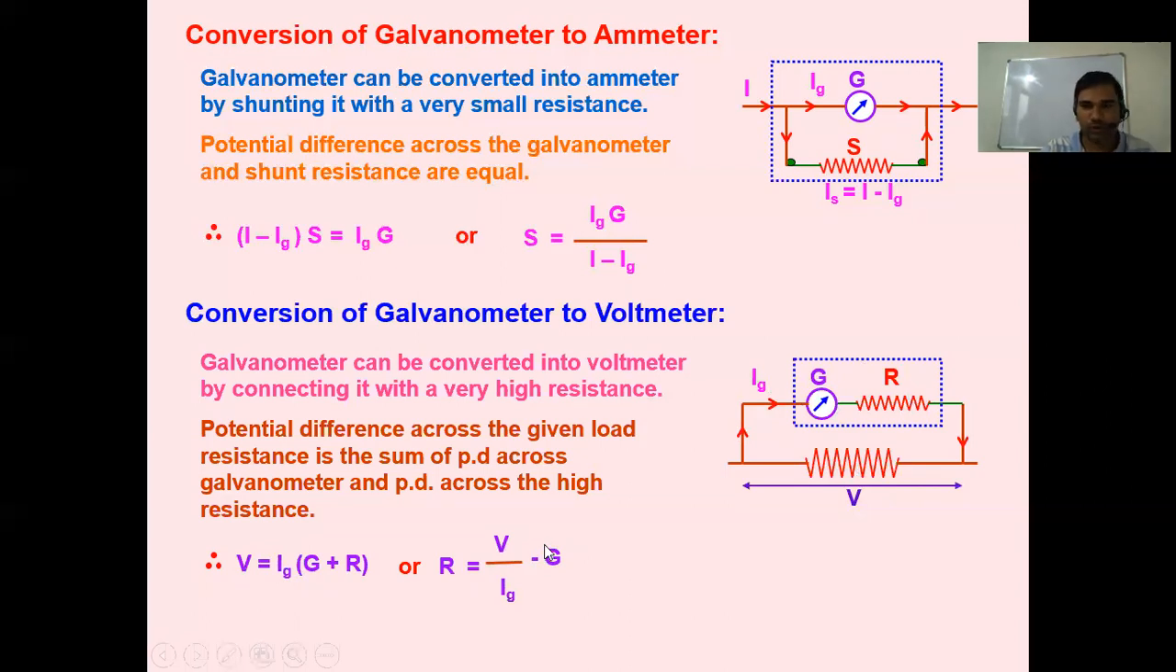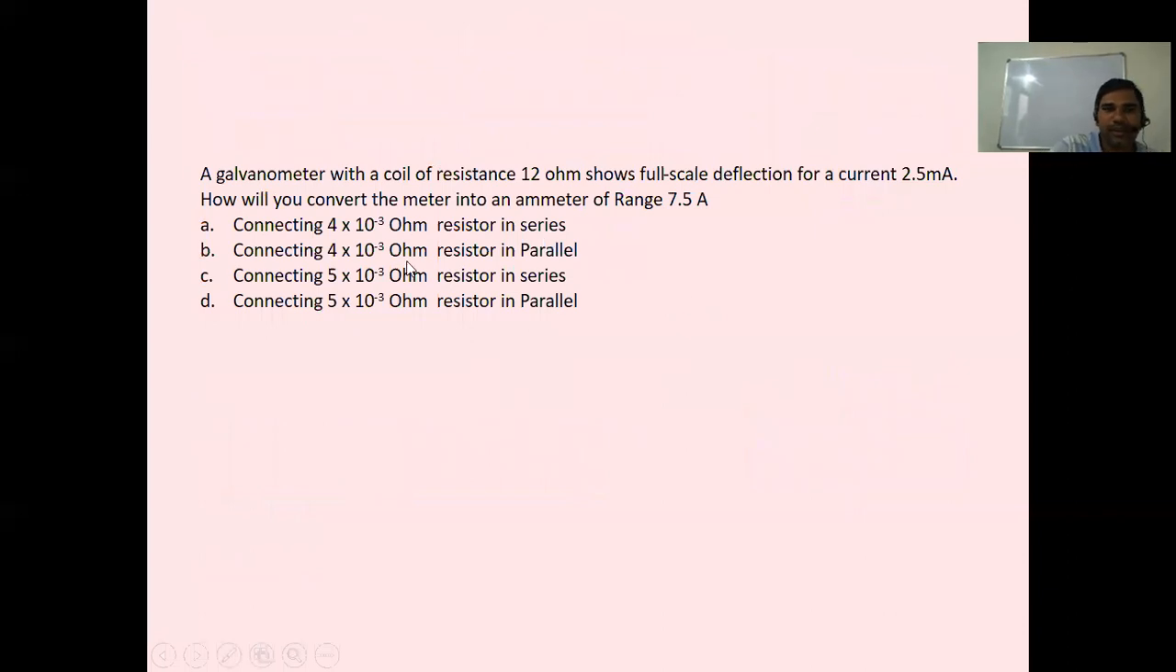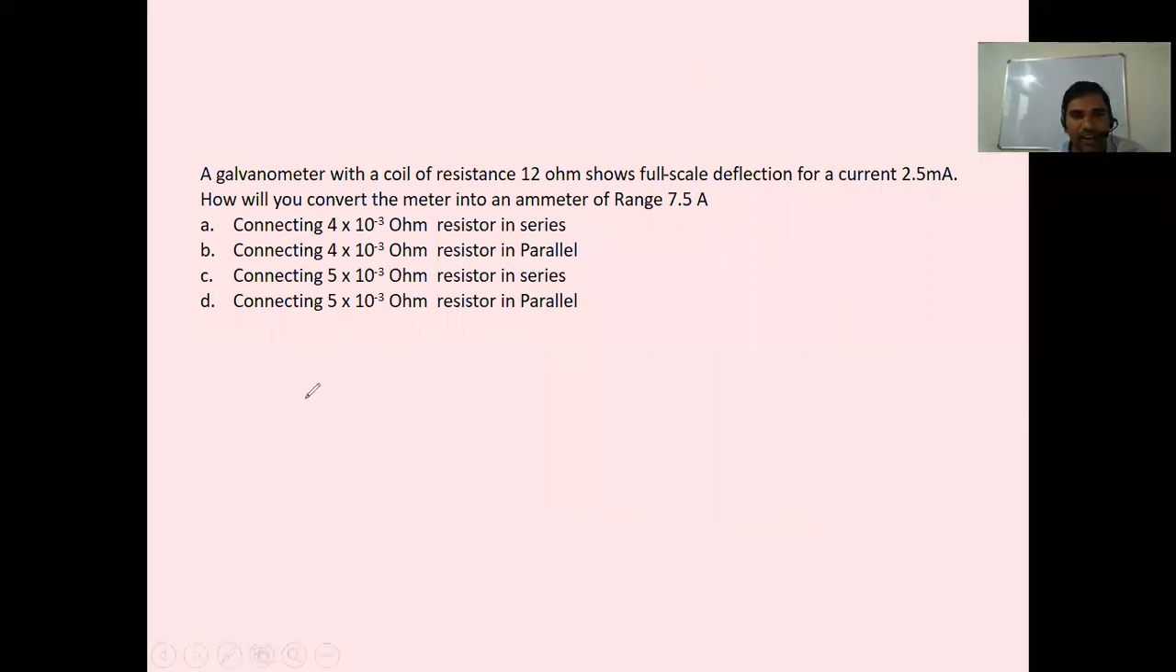Now based on this, we will solve a problem. A galvanometer with a coil of resistance 12 ohm shows full scale deflection for a current of 2.5 milliampere. How will you convert the meter into an ammeter of range 7.5 ampere? Now we will solve the problem. A galvanometer with a coil of resistance 12 ohm. So we know the resistance of the galvanometer is 12 ohm. We write that as G, the galvanometer resistance.